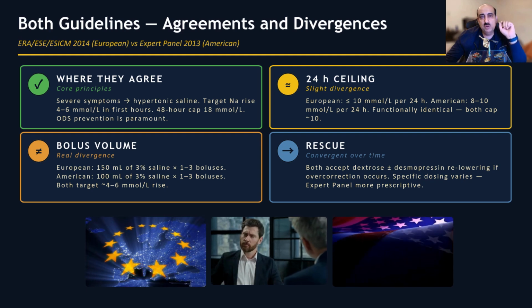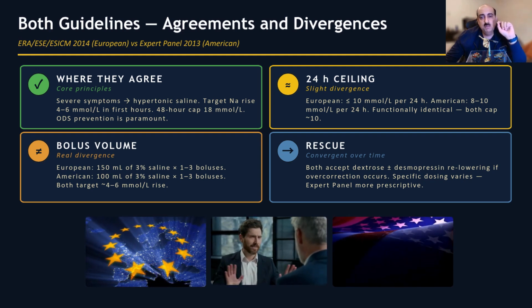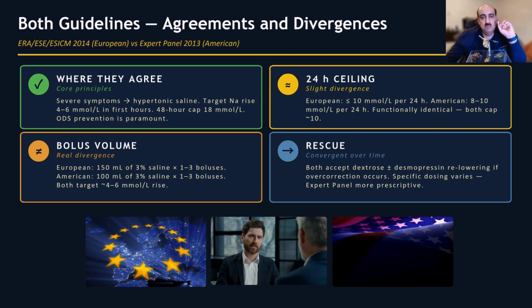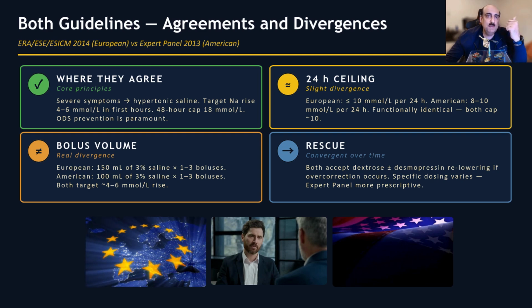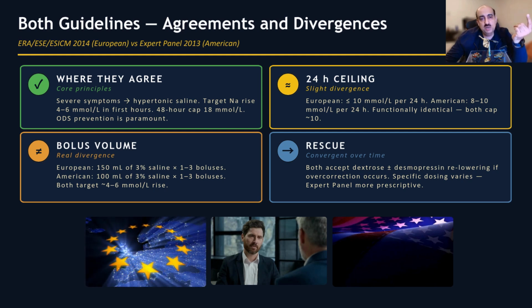The European protocol recommends use of 150 ml of 3% saline up to 3 boluses, between 1 to 3 boluses, depending upon the response to the correction, while American guidelines recommend using 100 ml bolus volume each. Now, remember, for both of them, the target correction is 4 to 6. So practically, both of them work because you have to titrate according to the response.